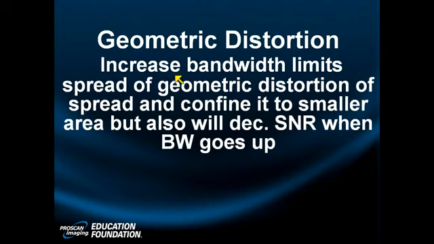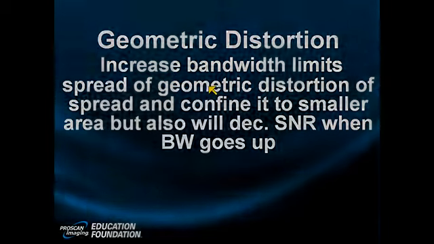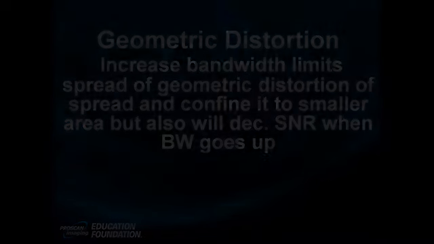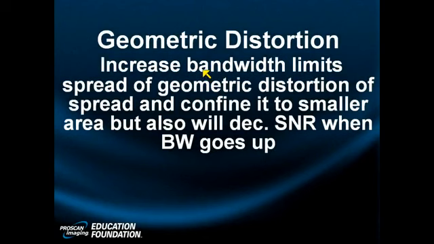Increased bandwidth limits the spread of geometric distortion. So when you raise the bandwidth, you can decrease the artifact. So now you've got lengthening the TE, going with fast spin echo, going with long echo train lengths, trying to keep the prosthesis out of the long axis of the magnet along its parallel course, the B0 field, and increasing the bandwidth.